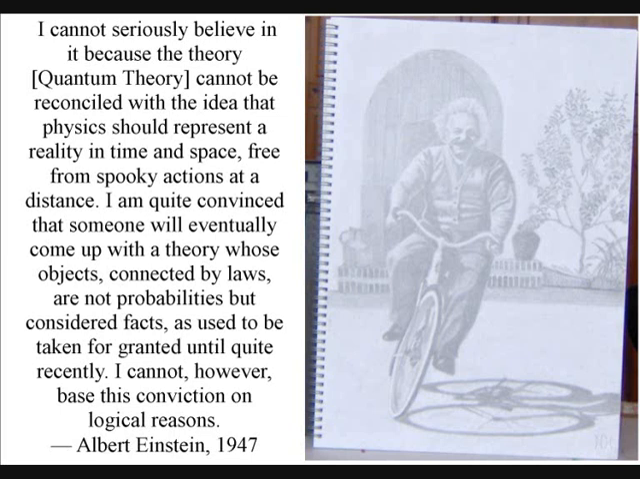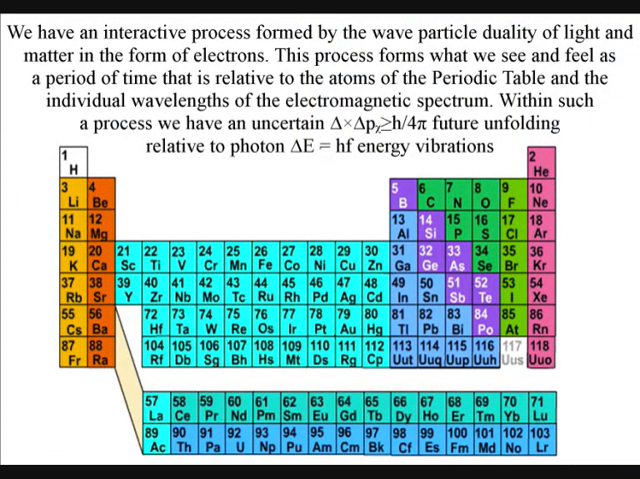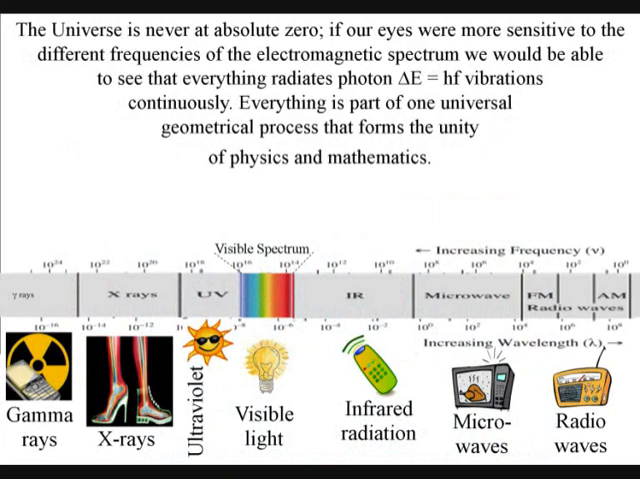The weirdest part of quantum mechanics is quantum entanglement, or what has been called spooky action at a distance. But this and the other paradoxes of quantum mechanics can be explained by an emergent process that is relative to the atoms of the periodic table and the wavelengths of the electromagnetic spectrum of light.